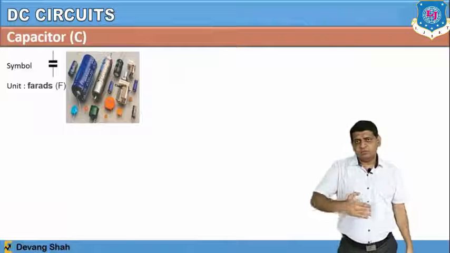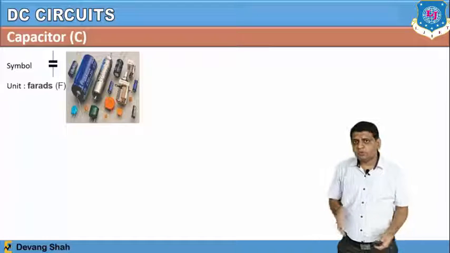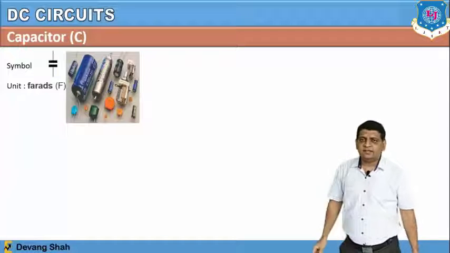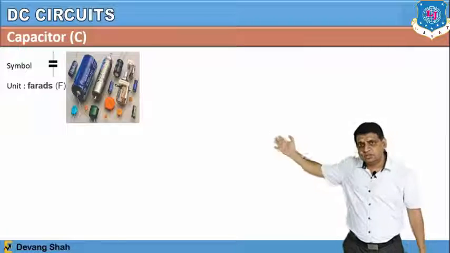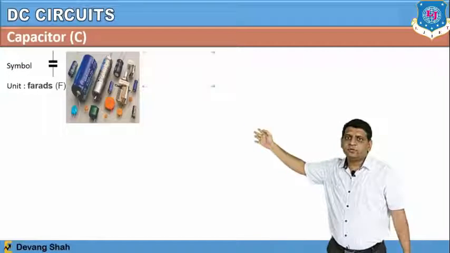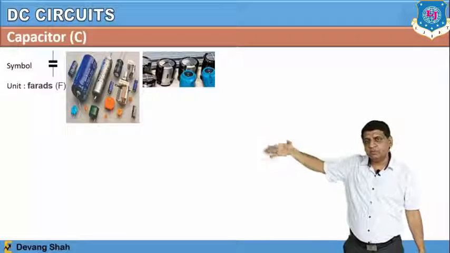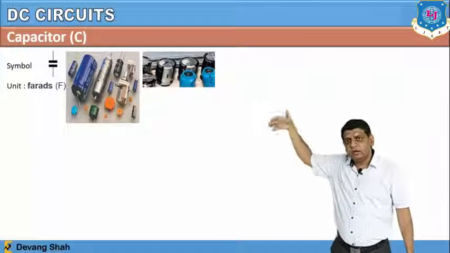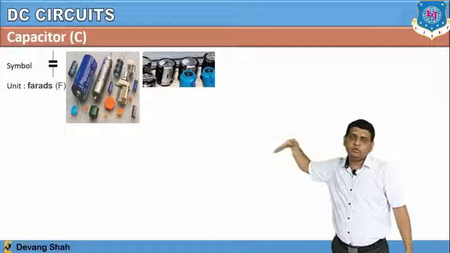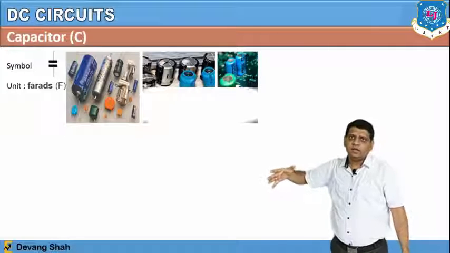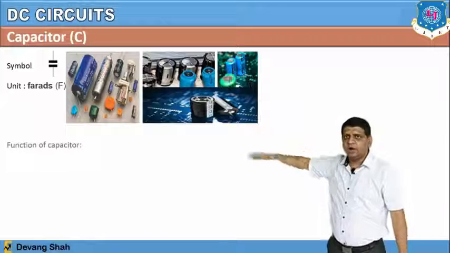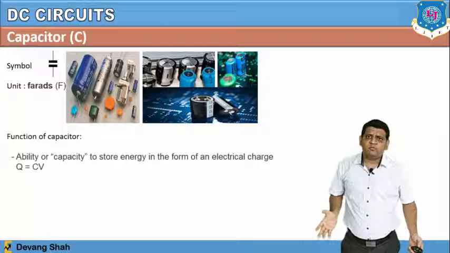Now let's say we have talked enough about the resistance. Now let us discuss the capacitor. This is the symbol of a capacitor. The unit of capacitance is the farad, right? When you go to the market to buy a capacitor, it looks like this, right? And if you want to use those capacitors in a circuit, you can see the following images, right? Now what are the different functions of capacitors?